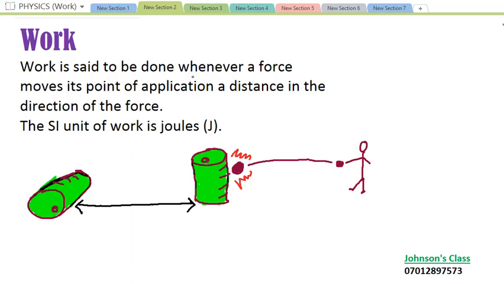We say that work is said to be done whenever a force, so this is the force, moves its point of application a distance in the direction of the force. So this object was here and is now moved to this part. In so doing, you say work has been done. So maybe it has moved, let's say 4 meters or 3 meters. So this is the meter, and then maybe a force of 10 newtons. You understand? A force of 10 newtons or 20 newtons or 15 newtons has been applied to this drum. So because of that, we say that work has been done. You understand? And the SI unit of work is joules.